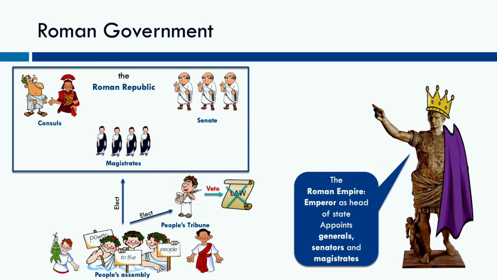You could also call this a form of autocracy or monarchy as well, except that the Romans controlled far more land than the Greeks ever did.